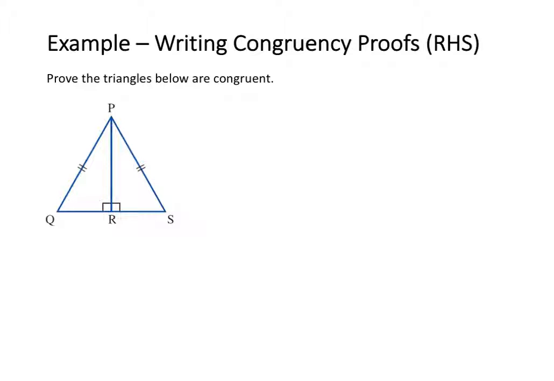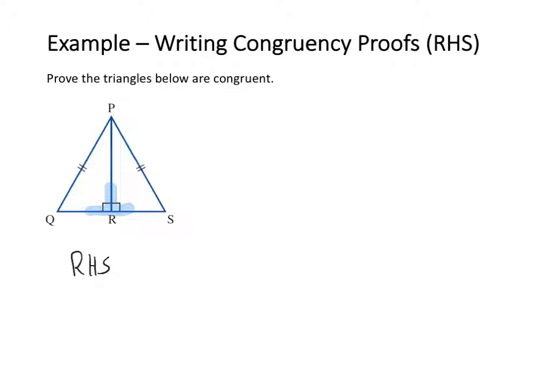So in this example, we want to prove that the 2 triangles are congruent. So we start off by deciding what rule we can use, and we do that by looking at the information that is given to us. Now the first thing that you notice is that we have got 2 right angles. So we can potentially use the rule RHS.